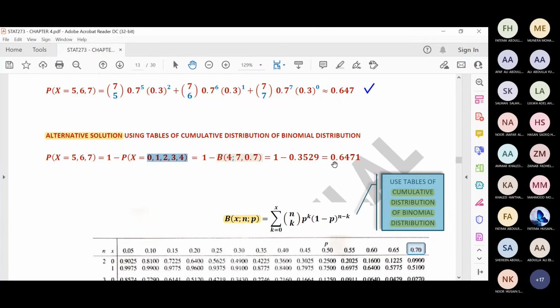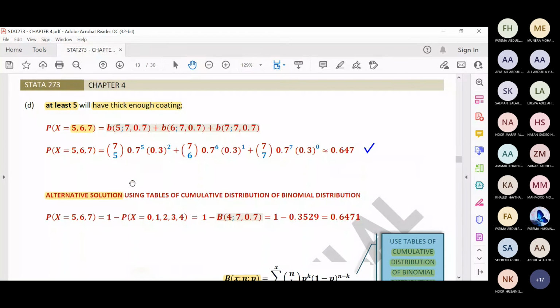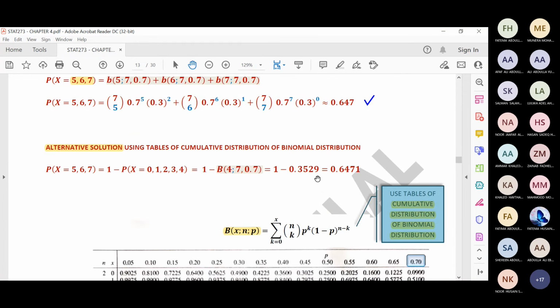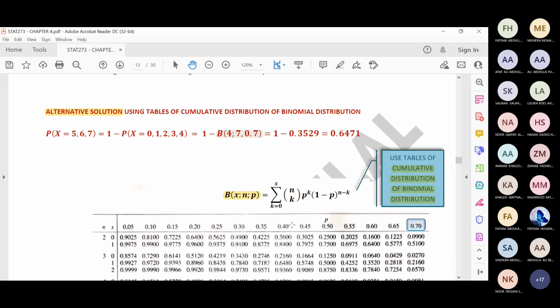The difference between them is 0.6471. If you compare this with the previous solution, it is the same. The difference is only in the digits, which is approximation. So yes, both of them will give you the same answer. So either use the formula to calculate the probabilities one by one, or use the table, but keep in mind the table should be for the cumulative.